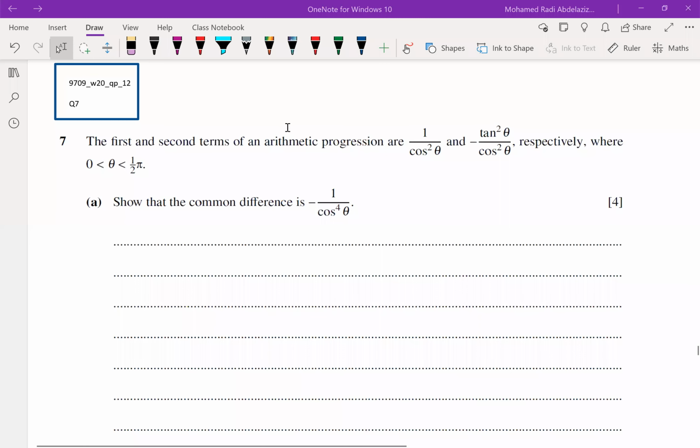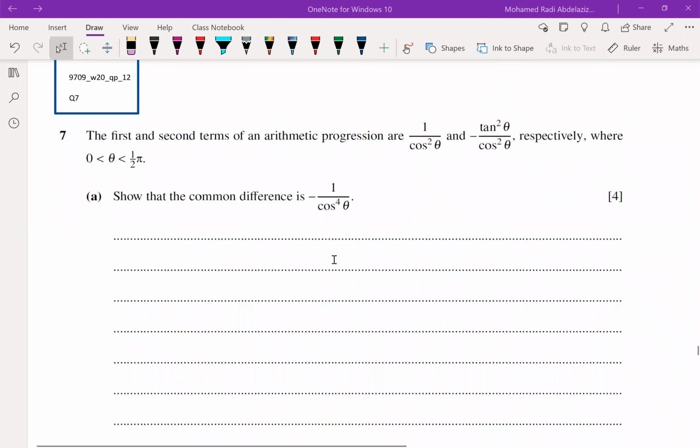Hello guys, in this tutorial I'm gonna show you how to solve question number 7, winter 20 variant 2. By looking at question number 7, this question is related to trigonometry and progressions, arithmetic progression. The first and the second terms of an arithmetic progression are given, where theta is between 0 and half pi. Show that the common difference is.